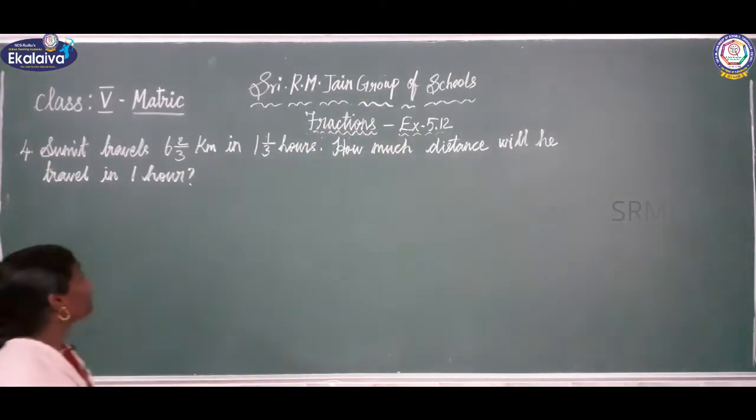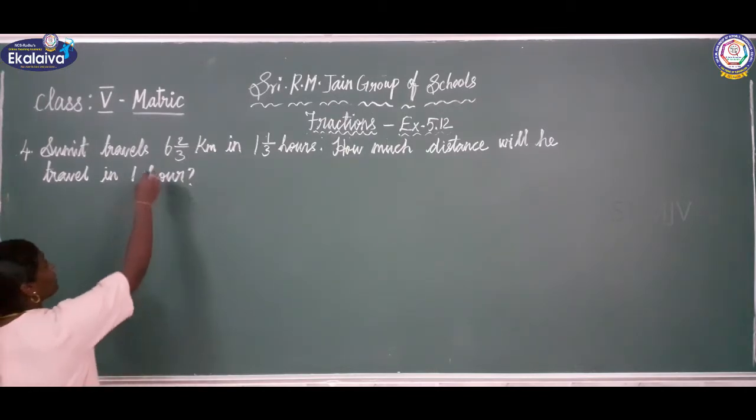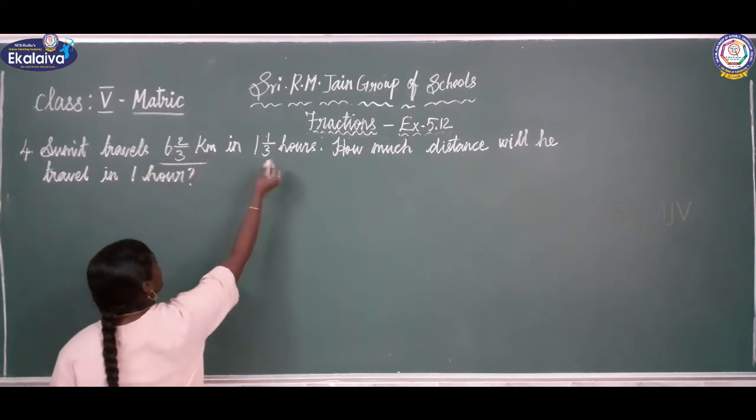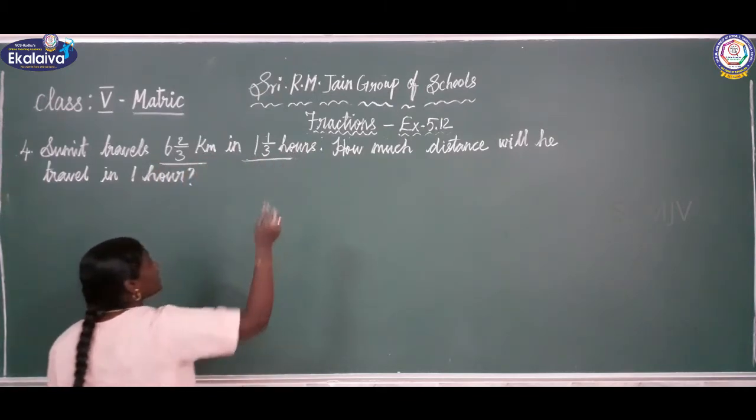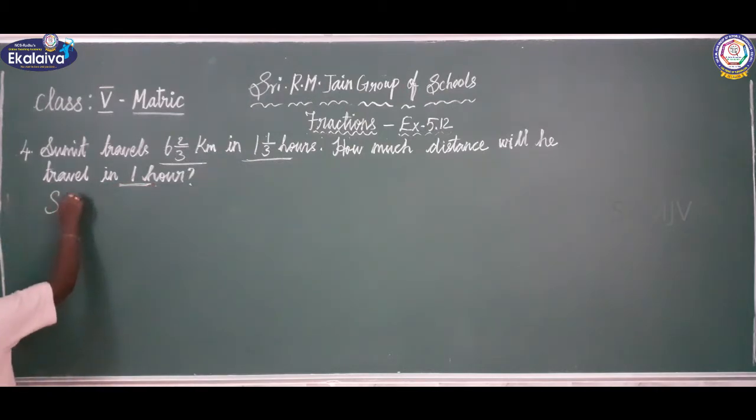The next question. Sumit travelled 6 2 by 3 kilometer in 1 by 3 hours. How much distance will he travel in 1 hour? Here he travels 6 2 by 3 kilometer in 1 by 3 hours. Now we are going to find the distance he will travel in 1 hour. Okay, so for that we have to divide.